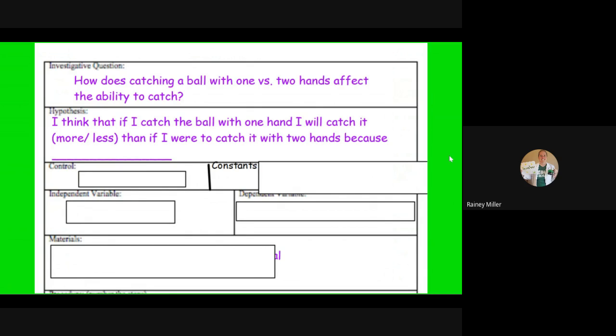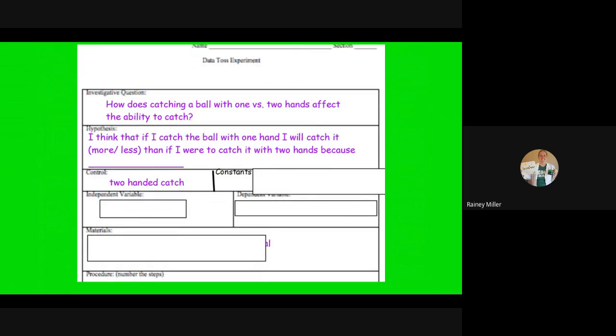All right, the next one is the control. So a control is what we compare to. How do we know if a change has even happened whenever we change something? So our change is our one and two hands. So we have to pick one of those to kind of be like our normal. So our normal for this experiment is a two-handed catch. Go ahead and write that down. It's two-handed catch because that's normally how you catch things whenever you're playing catch. So that's our most normal. So that's what we're going to use as our control.